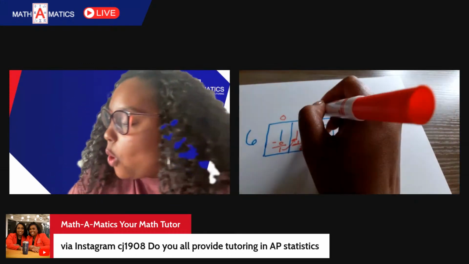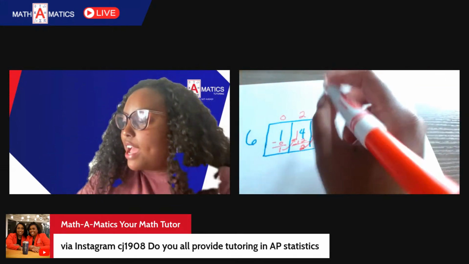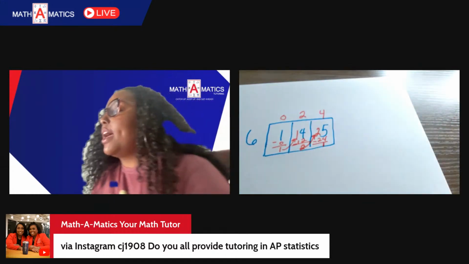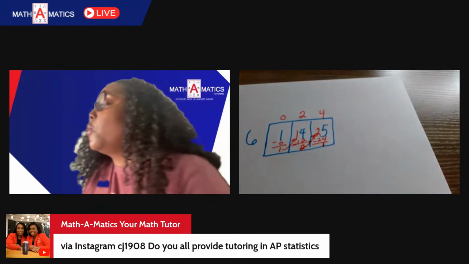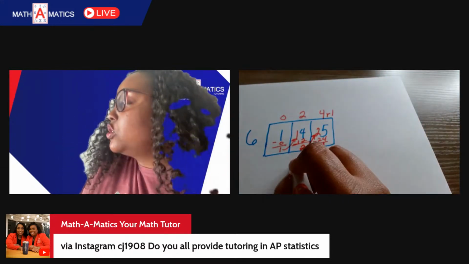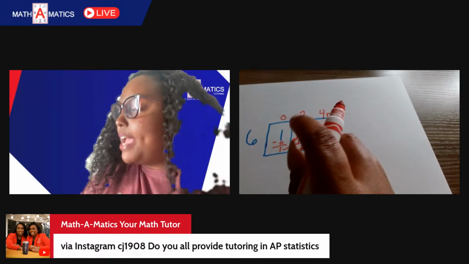Alrighty, we said 4, which is correct. And 4 times 6 is 24. So we are going to subtract. We're going to get 1. And guess what? We don't have anywhere to go up. So what is that 1? It is our remainder. So remainder 1. So our answer will be 25, remainder 1.